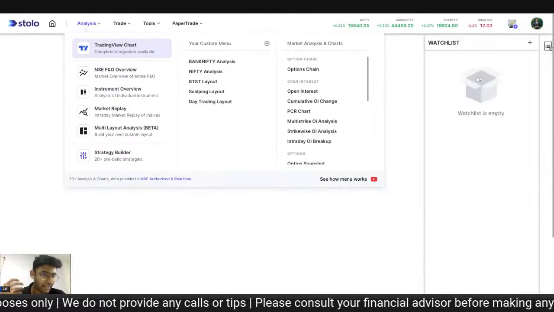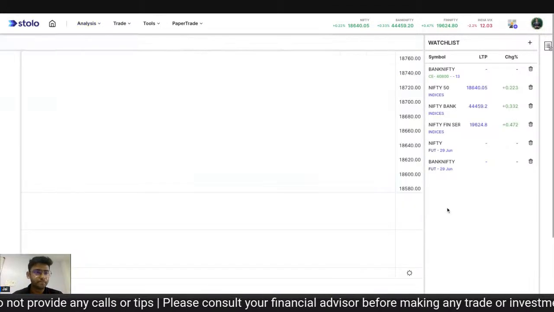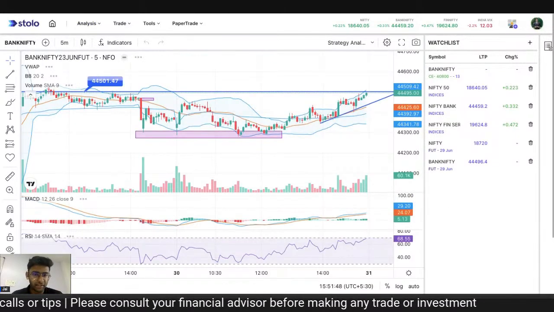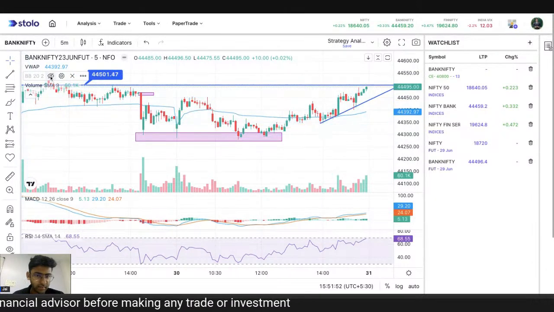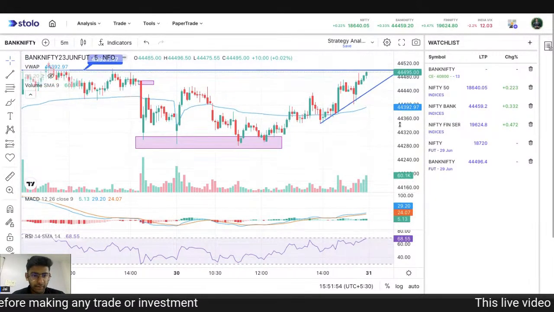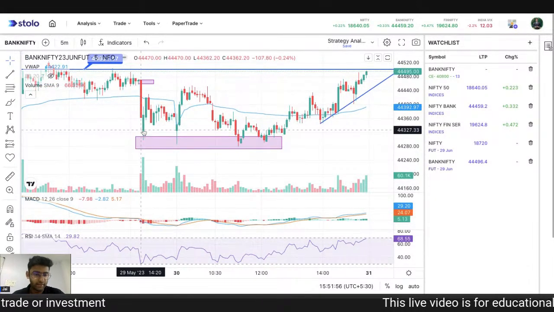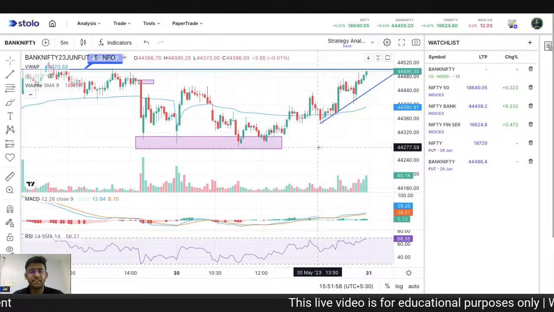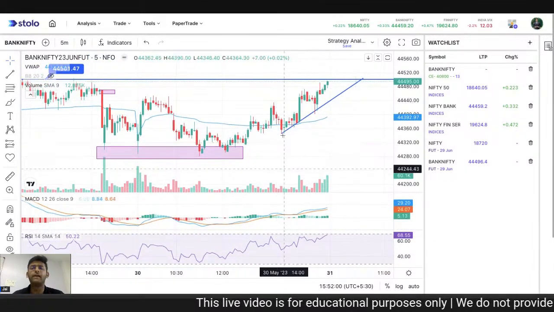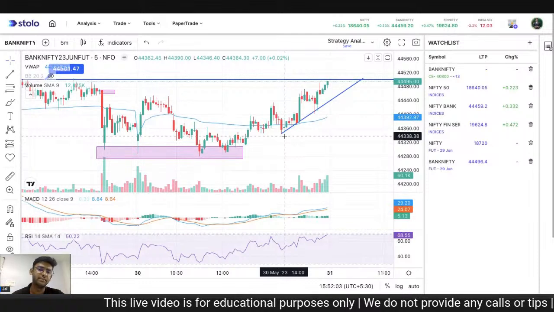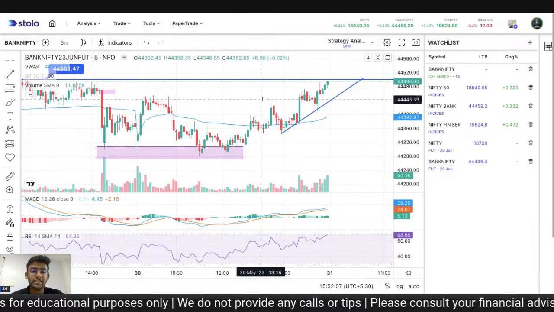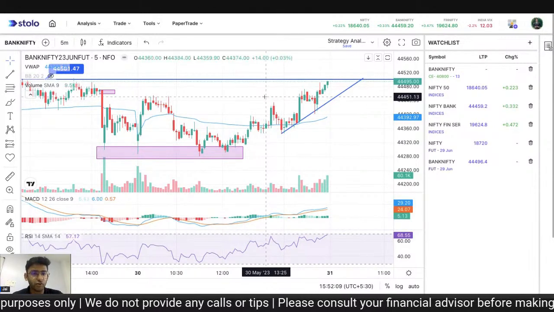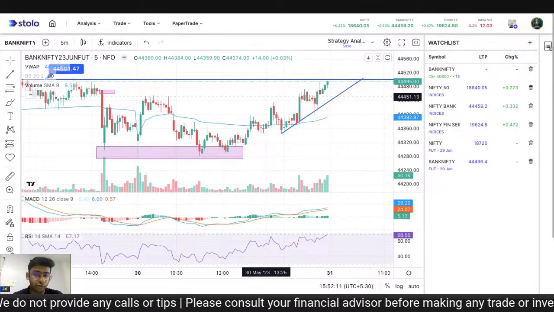Quickly coming into today's charts, Bollinger Bands. As we expected, again, not completely in a specific direction. Only towards the end we saw a little more bullish move, which also broke the day high of 44,451.